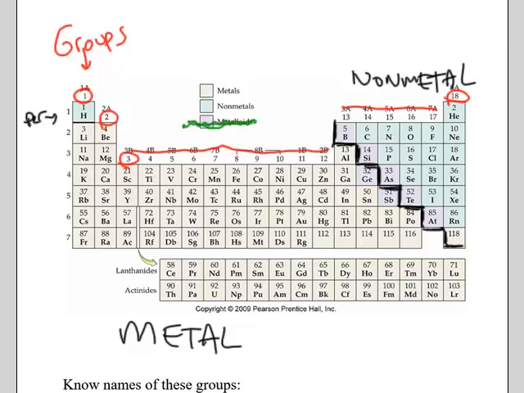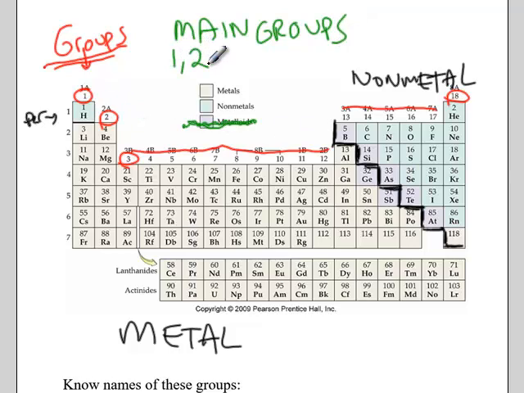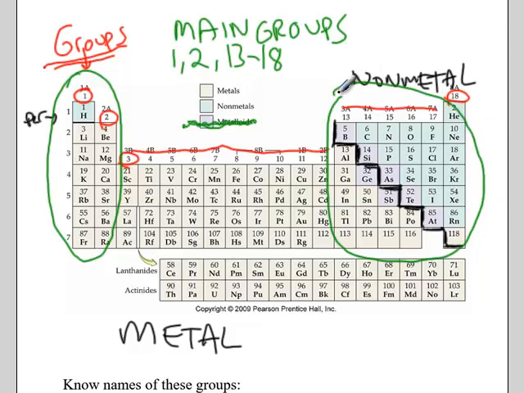We can break that down further by looking at these groups. Some groups of the periodic table are going to be called main group elements. And the main groups are the first 2 and the last 6. So main groups are groups 1 and 2, and then groups 13 through 18. So in other words, these 2 and these 6 columns or groups, those are main group elements.